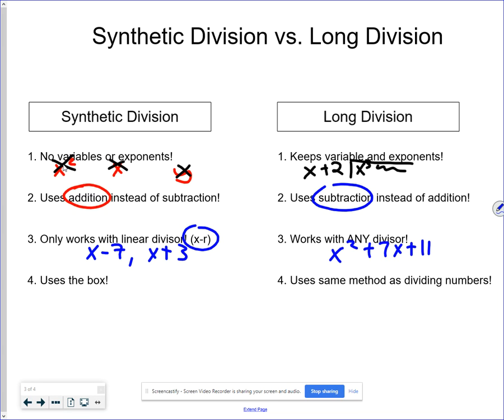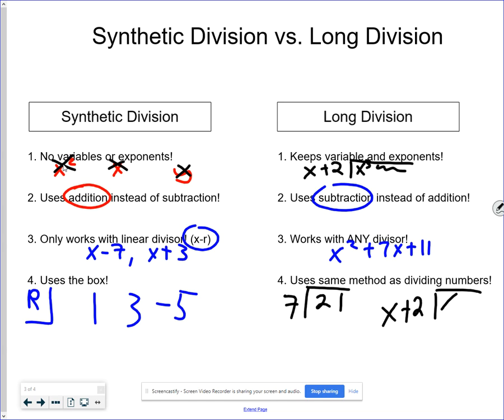And lastly, synthetic division uses this little box. So you'll put your r into there, and you'll have numbers over here, and it's just your numbers, whereas long division uses the same method that we saw when we did numbers. So like, if it was just a number, something like that. If it was actually a polynomial, something like this. So they do look different as well. So that's something that's important to keep in mind when deciding if you should use synthetic division or long division.